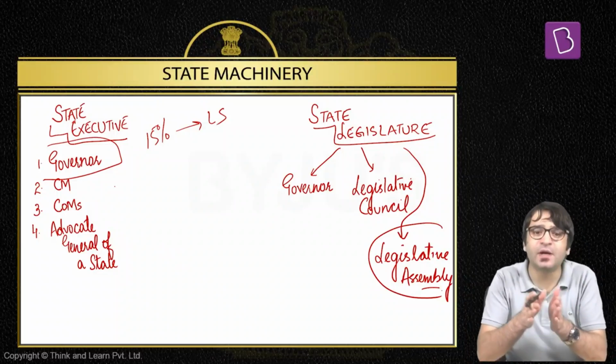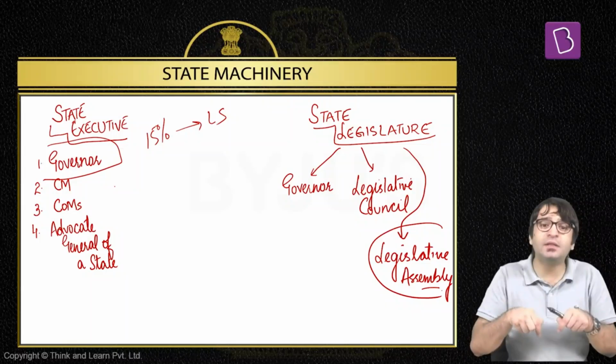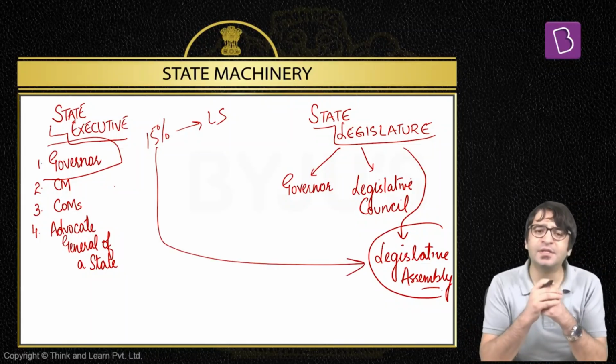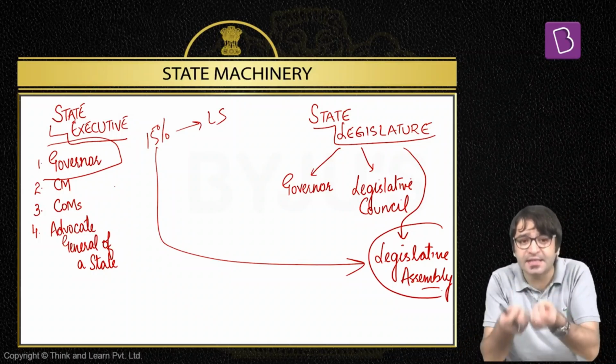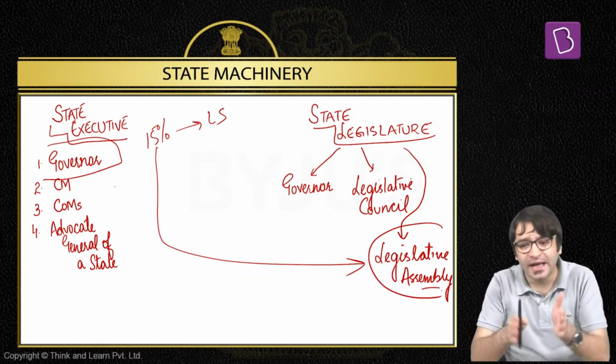In a similar fashion, this is the limit for a state council of ministers as well. That means the council of ministers, including the chief minister, shall not exceed 15% of the legislative assembly. Long story short, if you have understood the prime minister and council of ministers at the central level, there is no reason why you can't understand the chief minister and the state council of ministers. Whatever is true at the central level holds true at the state level as well.